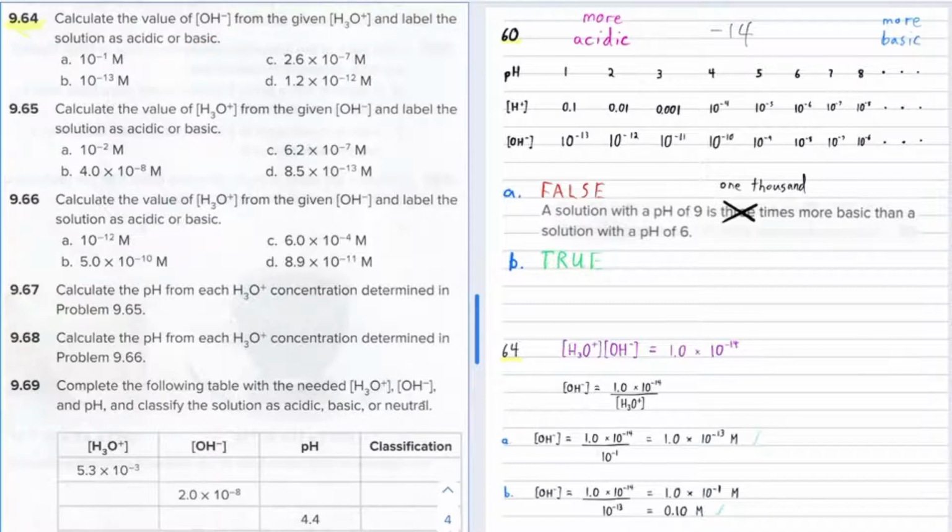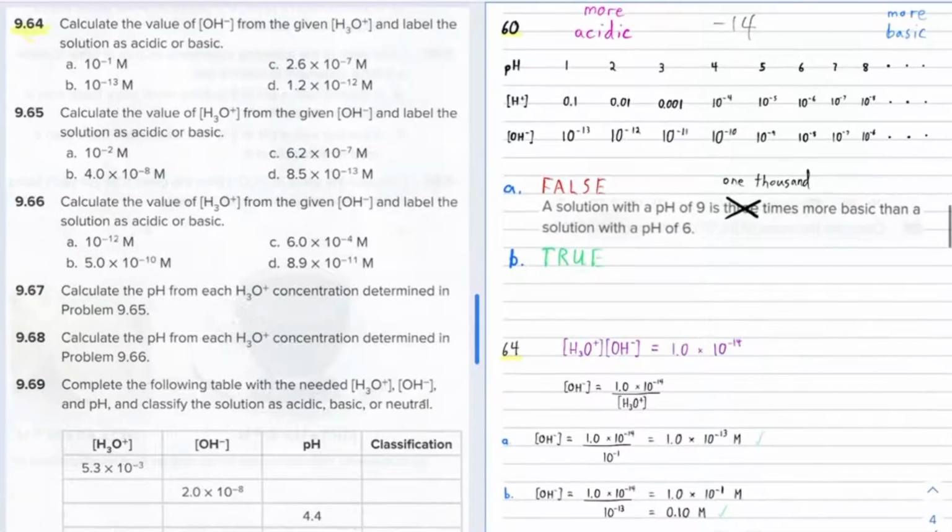So in problem 60, if you go back to problem 60, we saw that the hydroxide and proton concentrations are tied together. Suppose the proton concentration is 10 to the minus 4, the hydroxide concentration would be 10 to the minus 10. And if the proton concentration is 10 to the minus 5, the hydroxide concentration would be 10 to the minus 9.